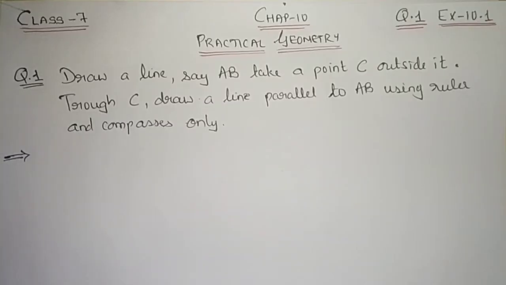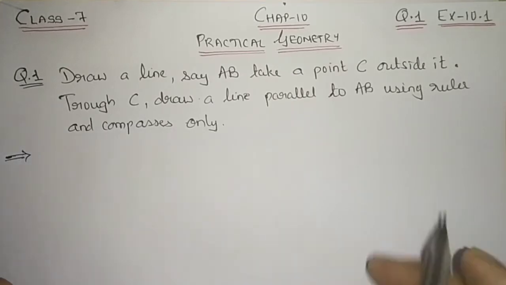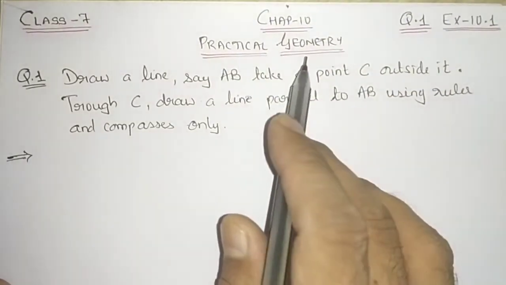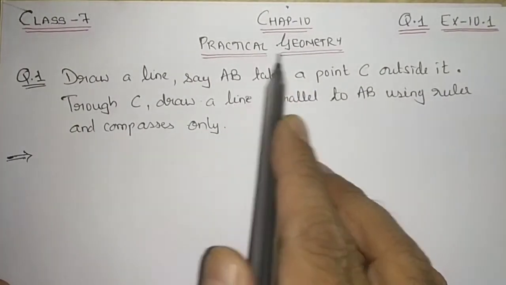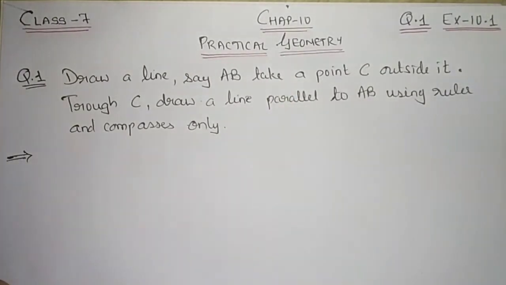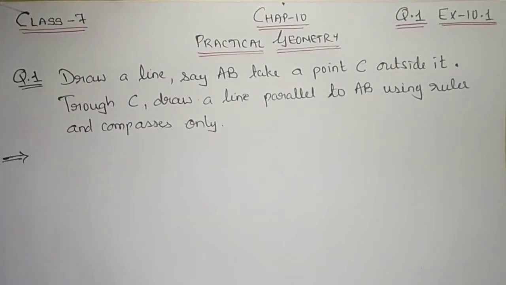Good morning, students. Today we are going to start question number 1 of exercise 10.1. It is the new chapter. Chapter name is Practical Geometry. In this chapter we are going to learn different types of construction, how to construct two parallel lines, how to construct different triangles when two sides are given, when three sides are given, etc. That we are going to study in this chapter.